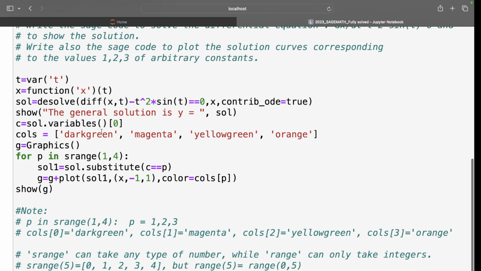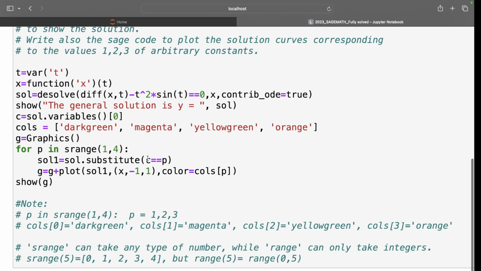Colors 0 is dark green, colors 1 is magenta, color 2 equal to yellow green, and color 3 equal to orange. So when P equal to 1, that is color 1, which means magenta. And P equal to 2, this color is yellow green. And P equal to 3 is orange.